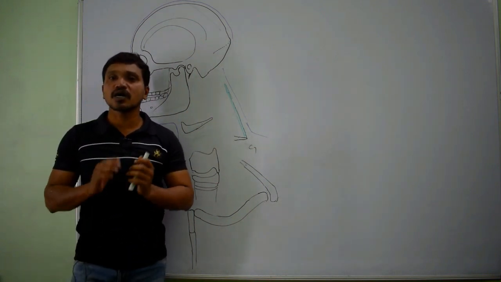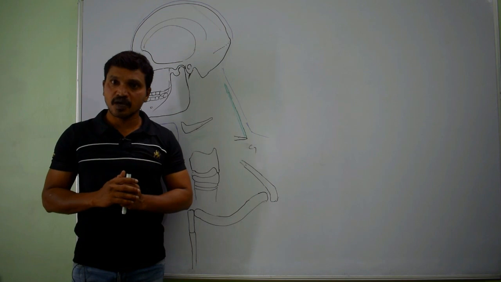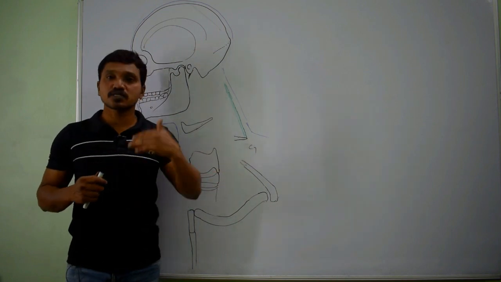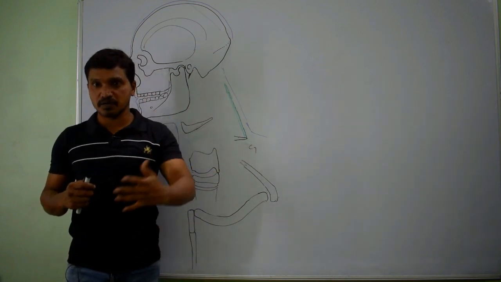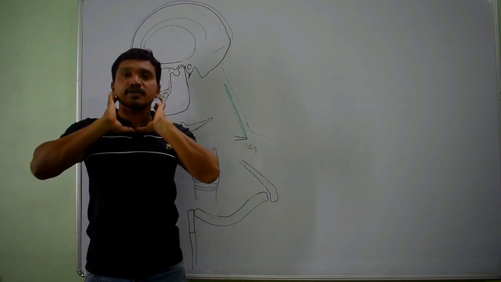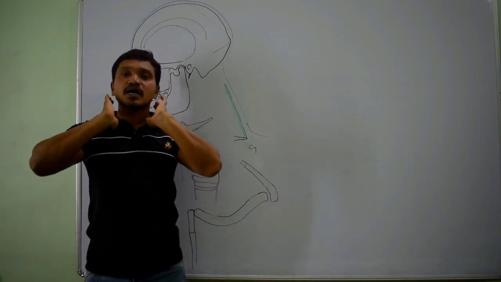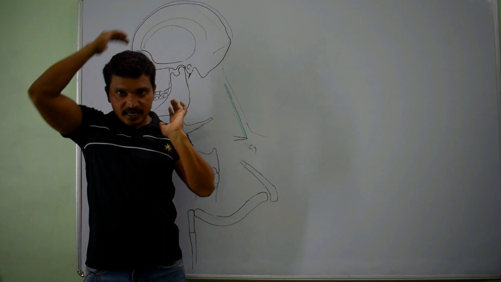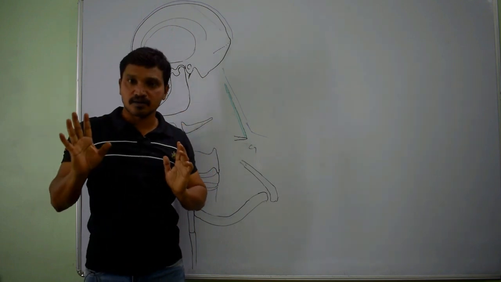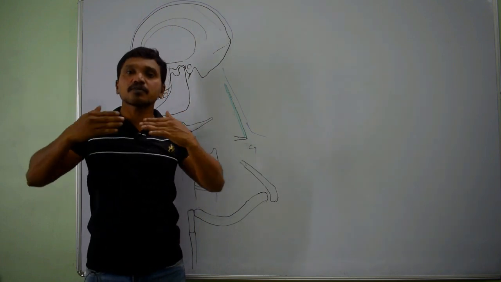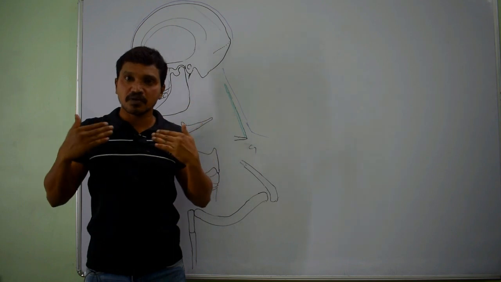First, we will discuss the investing layer of deep fascia, and after that, we will discuss the pre-tracheal layer and pre-vertebral layer. Deep cervical fascia is covering the neck, encircling the neck like a collar. Right?